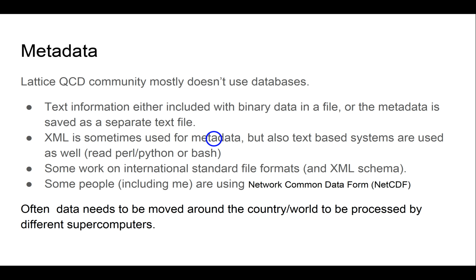I told you before, all this data comes tagged with information, so you have to include all the parameters. One way is to include text information with the binary file at the beginning, with a couple of records saying what the lattice volume is. Sometimes the metadata is included as a separate text file. Sometimes it's coded up as XML, but more often it's a text-based system. Then when we process it, we hack around with Perl, Python or Bash to process some of this information.